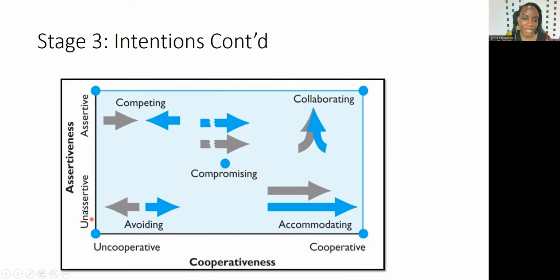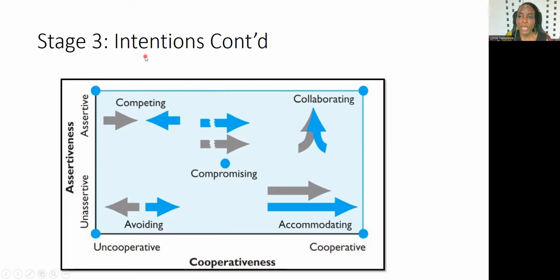Finally, assertiveness here is low and cooperativeness is high. We move in the same direction, but we are not really mixing. We are just accommodating each other. So those are the 5 intentions that people might have on how to deal with conflicts. Let's not spend too much time on this. We shall come back to it in the next topic. Okay? 5 intentions based on the degree of people's assertiveness or cooperativeness. And that is stage 3.